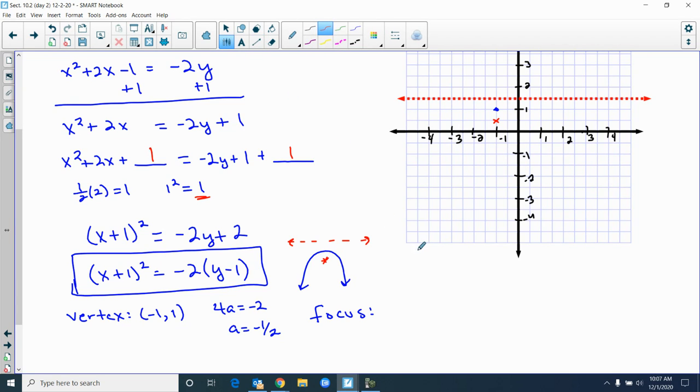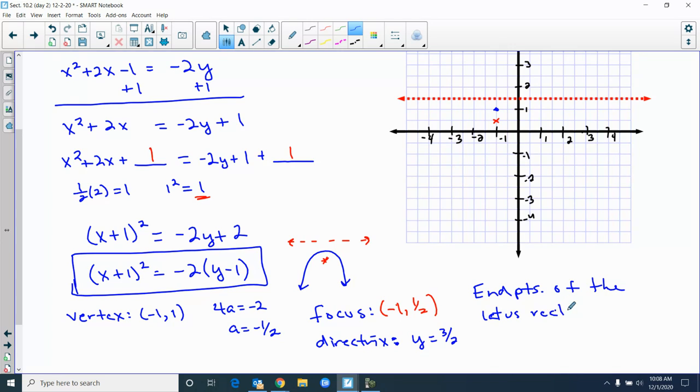So now I got the focus is at negative 1, 1/2, and the directrix is at, it's an equation, it's a line, so it's y equals, looks like it's 3/2, so y equals 3/2. Now I need endpoints to the latus rectum. Let me do this. Okay.